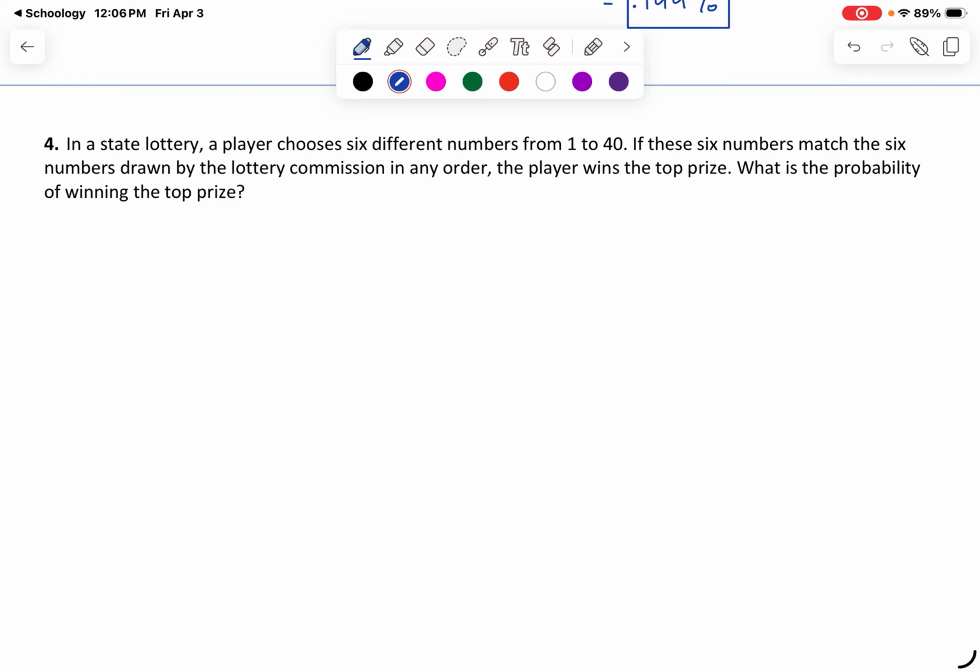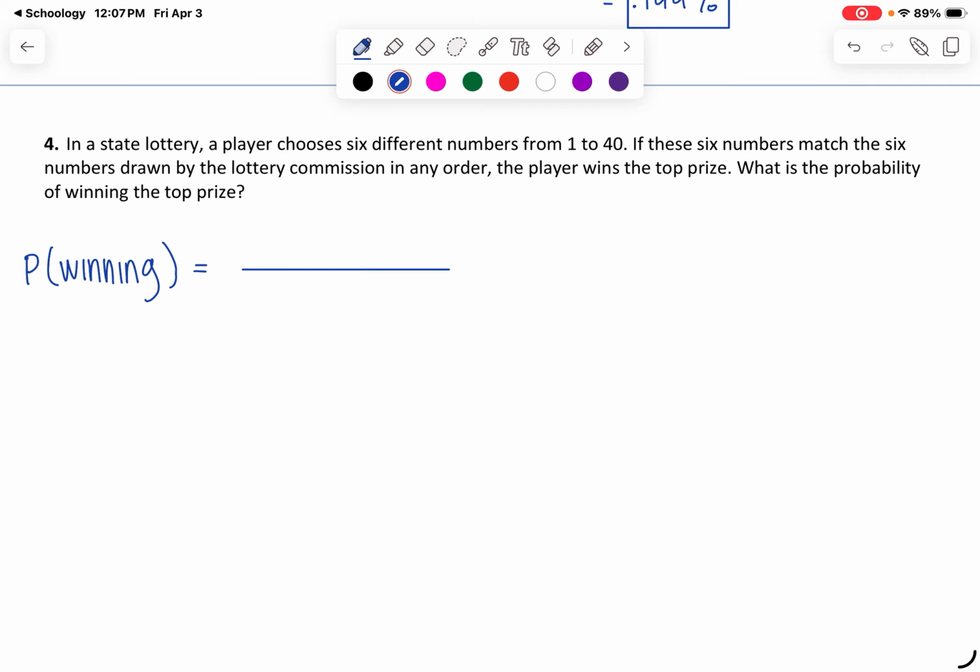All right, so this says, in a state lottery, a player chooses 6 different numbers, 1 through 40. If these 6 numbers match the 6 winning numbers drawn by the lottery commission in any order, so we know you're using combinations, the player wins the top prize. What is the probability of winning the top prize? So probability of winning the lottery. And this is this specific lottery. Like Mega Millions and Powerball, they're even way harder than this.